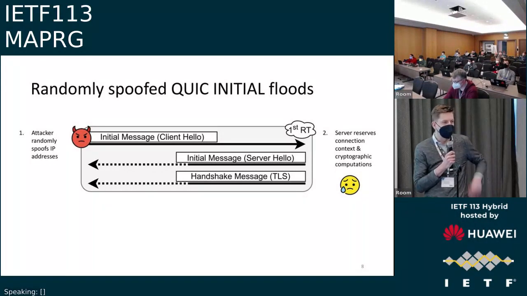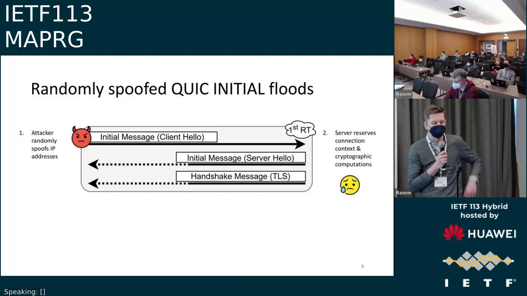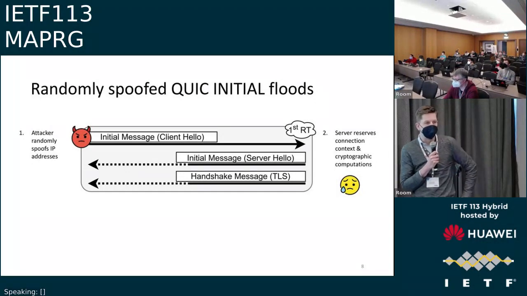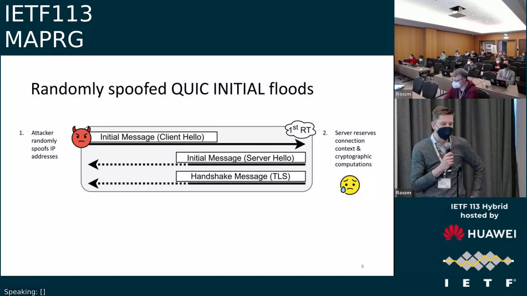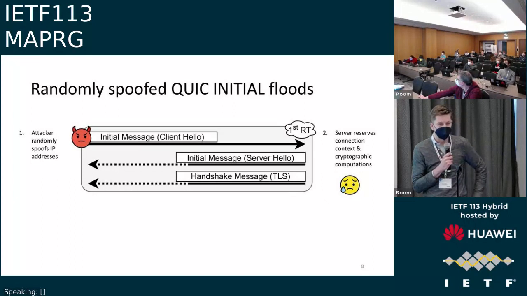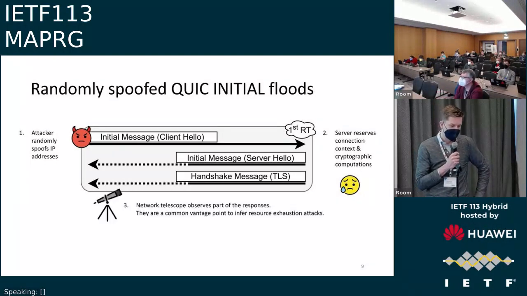And if the attacker has a distributed botnet, for example, and floods the server, the local queue at the server will fill up, and the server will not be able to reply even to benign requests. In addition to allocating state, it also consumes computational resources because of the cryptographic TLS handshake.